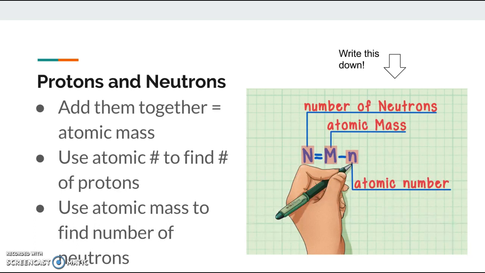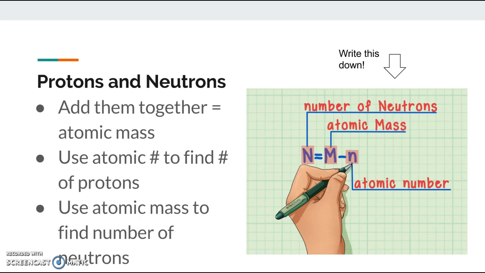So protons and neutrons, you add those two together and you get the atomic mass. Like I said, the protons and the neutrons are making up the nucleus, and they're making up the bulk of the atom. Electrons are so small that they barely affect the mass. And so what we're looking at when we're looking at mass is protons and neutrons. So if we add them together, we can get the mass.